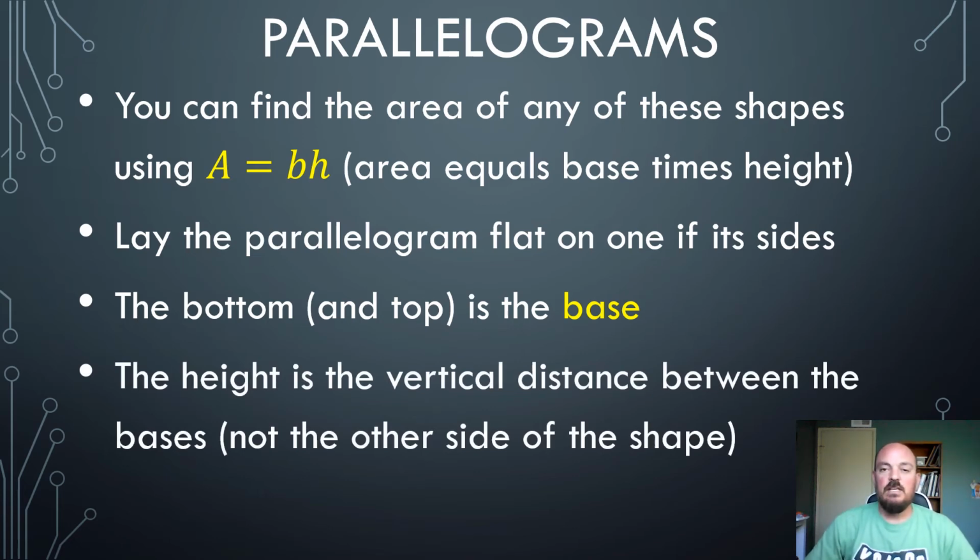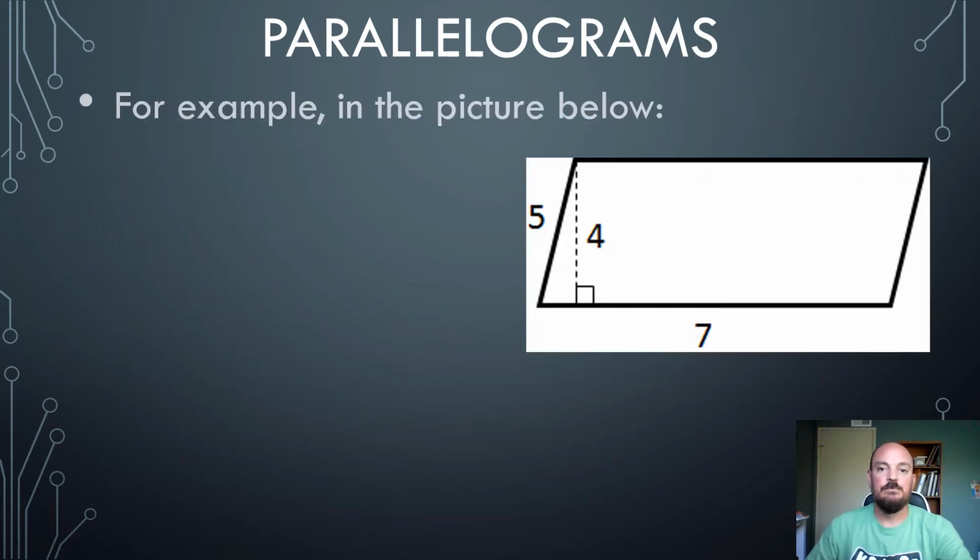Now here's the one part that can be a little bit tricky. This is the part that's easy for a square or a rectangle. For a square or a rectangle, the height is just the other side of the square or rectangle. But for a parallelogram, which is kind of tilted sideways, the height is not the side of the parallelogram. The height is this imaginary vertical line, and it's basically the distance between the two bases. So let me show you an example of what I mean by that.